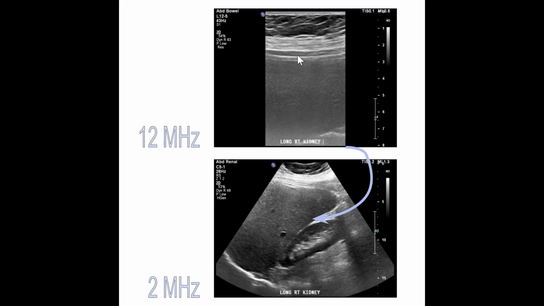What's cool about the 12 megahertz transducer, though, is that if you compare these first few centimeters, this is really where high frequency transducers shine. They can give us a ton of detail. So the highest frequency that we can use is the frequency that we want, as long as we can see the organs that we need as well.